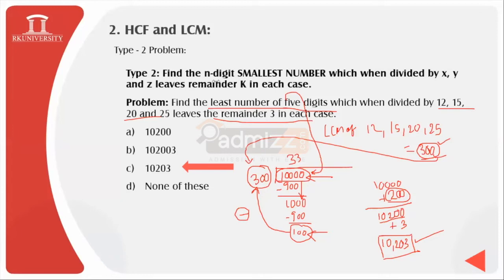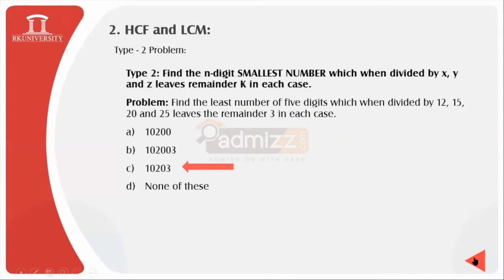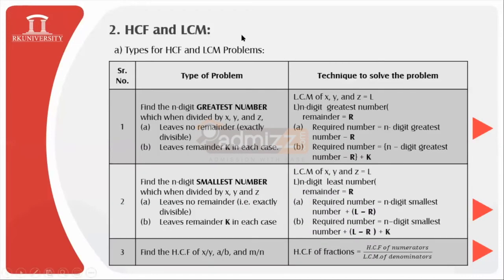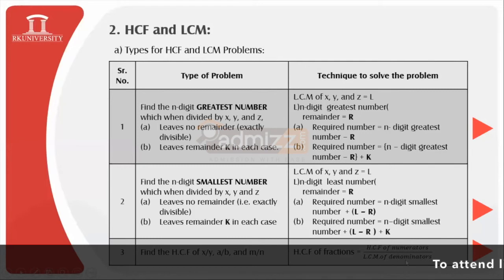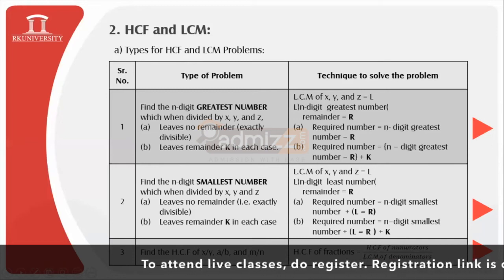Now let us switch over to our next type, that is type number 3. In type number 3, we are supposed to find the HCF of fractional numbers. So the numbers will be provided as a part of a fraction. As you can find, we need to find the HCF of x upon y, a upon b, and m upon n. So in case of finding the HCF of fractional numbers, we need to find the HCF of numerators and LCM of denominators.